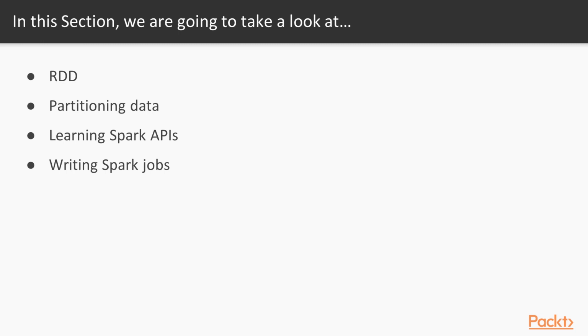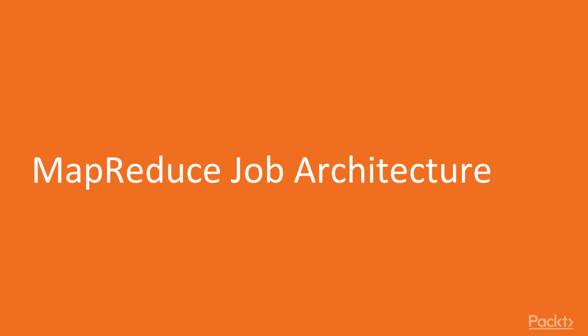This is the resilient distributed dataset that is available in the Apache Spark API. We will see how to partition our data. Also, we'll be learning about Spark APIs. And at the end, we will write a Spark job that is doing some computation that is heavy and extensive. And this is the first video of our second section.